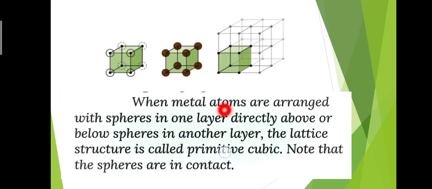When metal atoms are arranged with the sphere in one layer directly above or below a sphere in another layer, the lattice structure is called primitive cubic. Note that the spheres are in contact. It is primitive unit cell.